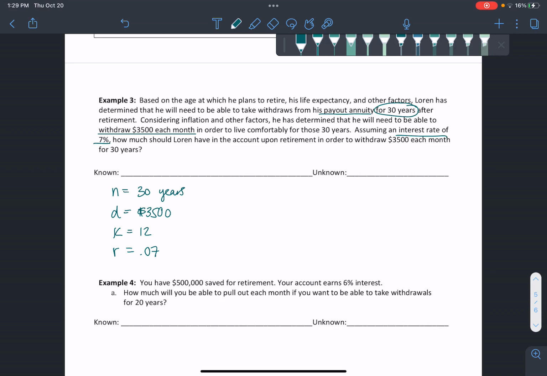How much should he have in the account upon retirement to withdraw $3,500 each month for 30 years? So what is the question asking? It's saying, what does he need on the first day of retirement? What needs to be in there at the beginning so that he can withdraw $3,500 each month for 30 years? So the thing that we don't know is P sub 0. Does that make sense? I hope it does. So P sub 0 is the thing that I don't know.